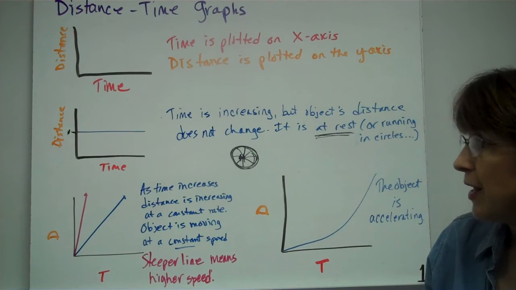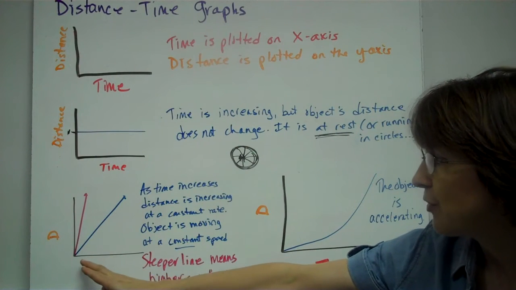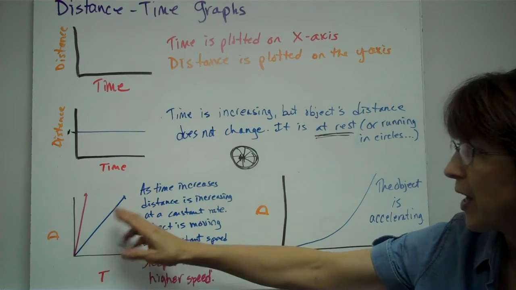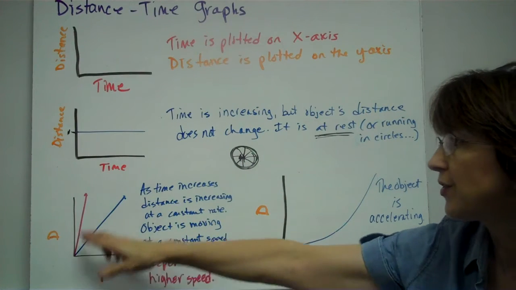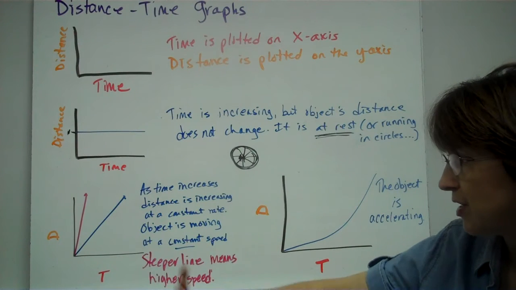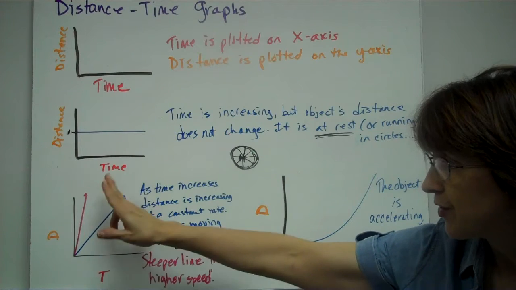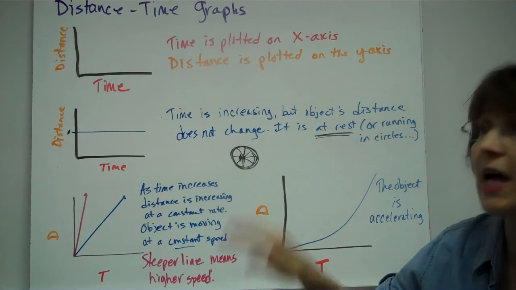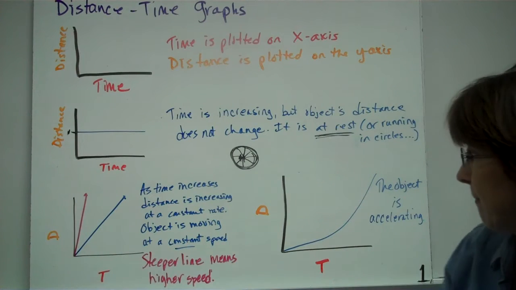Okay. Another type of graph, we talked about this a little bit, is a regular line going up at a constant rate. As time increases, the distance is increasing at a constant rate. So you're going along at a steady, constant speed. Now, a steeper line means you're going faster, because you're traveling a lot more distance in a little bit of time.